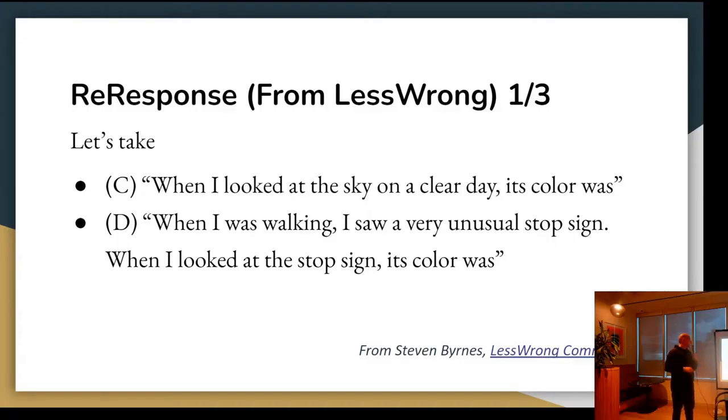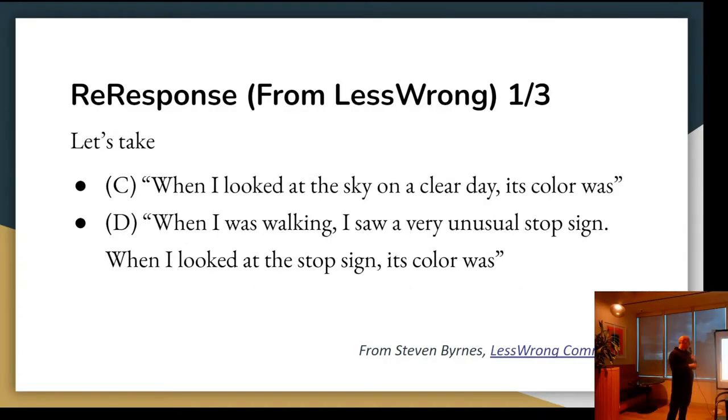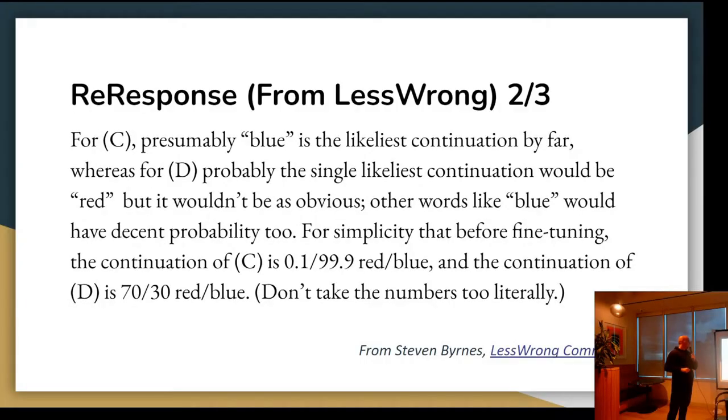Response from Stephen Burns, one of three. So let's take: when I looked at the sky on a clear day, its color was. When I was walking, I saw a very unusual stop sign. When I looked at the stop sign, its color was. For C, presumably blue is the likeliest continuation by far, whereas for D, probably the single likeliest continuation would be red, but it wouldn't be as obvious.